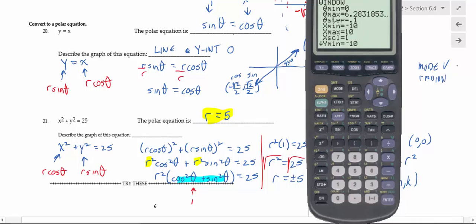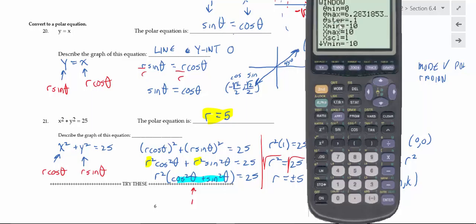You want to be in polar mode and you want to be in radian mode. Then we're going to go 0 to 2 pi. That's just one lap around the circle. This, you want to keep that real small, 0.1. If you don't keep that small, it won't look right.